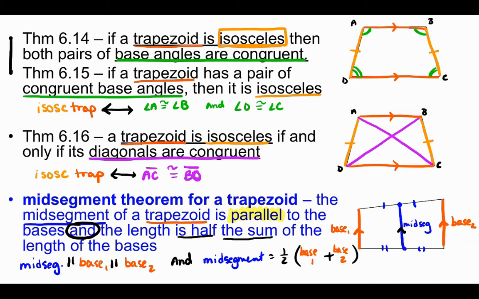Our mid-segment theorem for a trapezoid is very similar to the mid-segment theorem for a triangle. The mid-segment will be parallel to both of the bases, and our mid-segment length is going to be half the sum of the length of the bases. So our mid-segment length is equal to half the sum of the length of the bases.